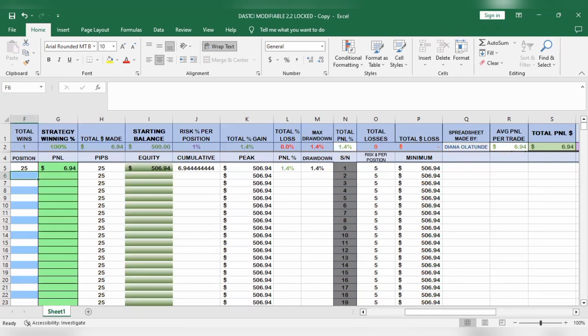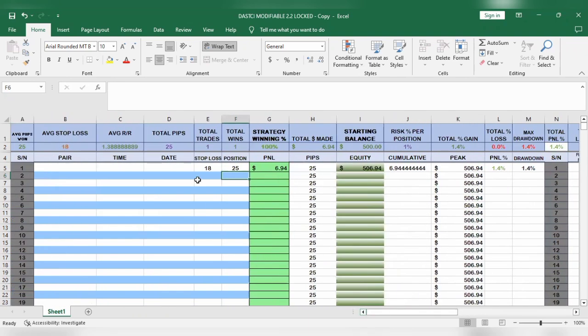Now, let me explain again and give an example. Let's say we placed another trade and our stop loss was maybe 34, and our stop loss hit, so that means it was a losing trade. So we are going to put minus 34 here. And because our risk is 1%, that means we're risking just 1% per position. This is going to show as 1% of $500, which is $5. That means you've controlled your loss to only 1% of your trading capital, which is what I would recommend you do.